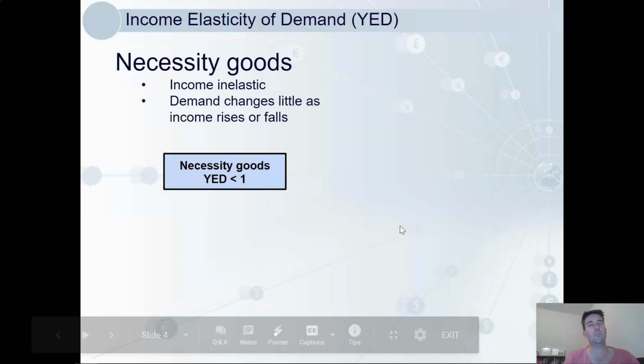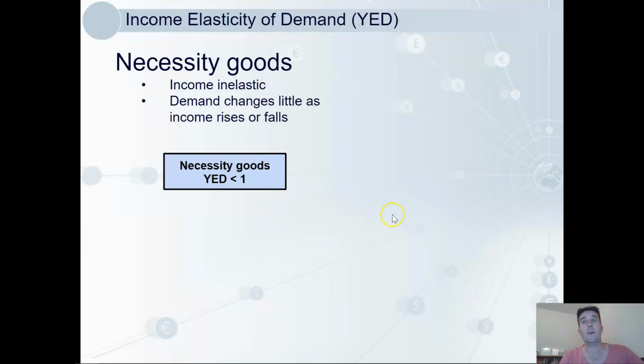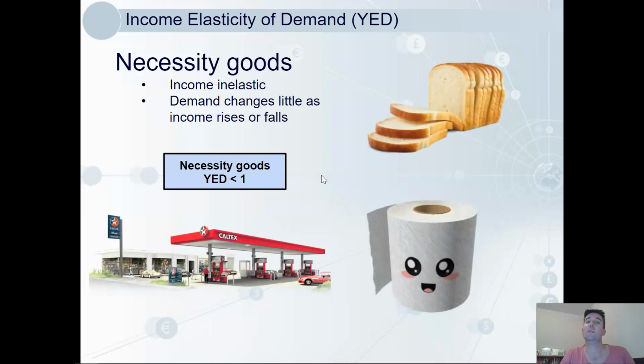Here, we also introduced two new classifications of goods. Necessity goods will have income inelastic demand. Demand will be relatively non-responsive to a change in income. If your income doubles, how much more toilet paper are you really going to need? How much more bread? How much more petrol? So you might buy more, but it's not going to be much at all.